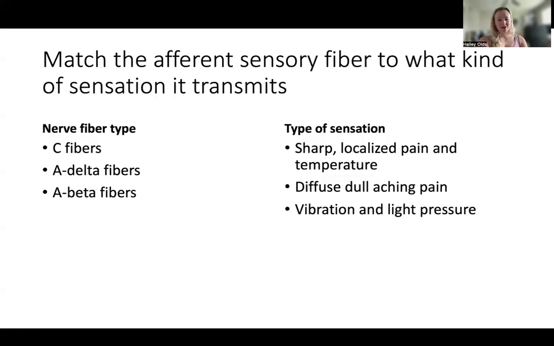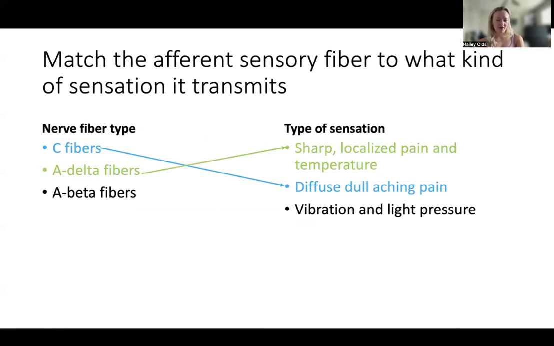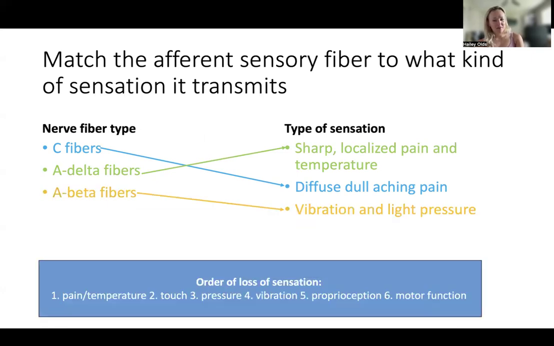Okay, so we're gonna match the sensory fibers to what they transmit. So, C fibers, what do those transmit? So this is diffuse dull aching pain. A delta fibers. These are sharp localized pain and temperature. And then A beta fibers are vibration and light pressure.